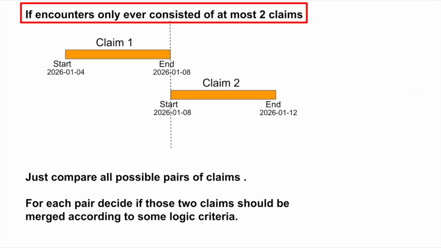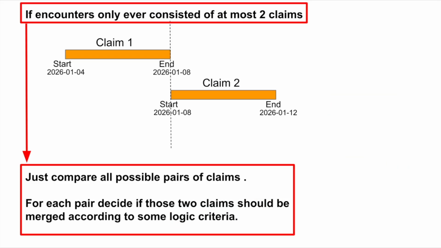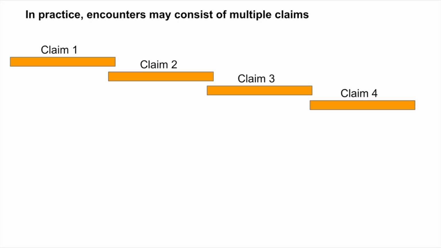The point is that if encounters only ever consisted of at most two claims, it would be trivial to merge them because we would just compare all possible pairs and then for each pair decide if they need to be merged. But in practice, encounters may consist of multiple claims that are linked together in this way, and they all need to be merged into the same encounter.